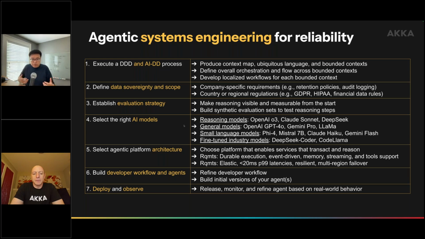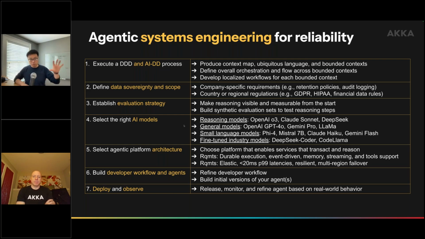The second step is to define your data sovereignty and scope. We've talked about how LLMs are only as good as the data you supply. That context typically contains data that's pretty sensitive and subject to compliance regulations or company policies, so you really need to understand that because it will affect your architecture. The third, going to the other question, is to establish your evaluation strategy. It's really important to think up front about how you are going to evaluate whether your agent is actually performing well. Because if you can't evaluate it, then you have no idea if it's ready for production.